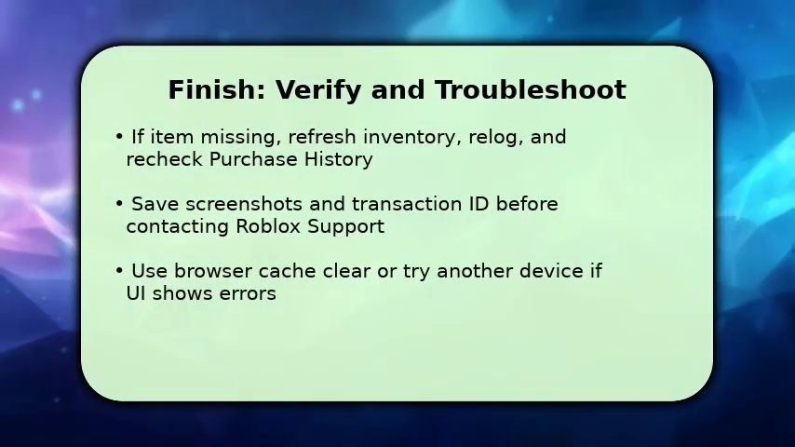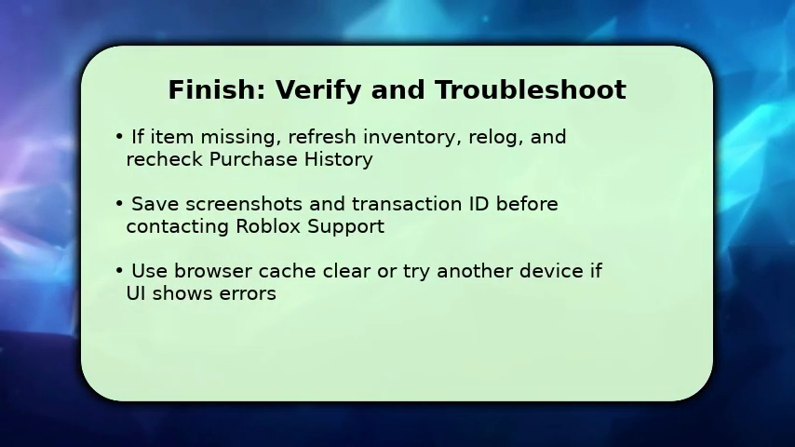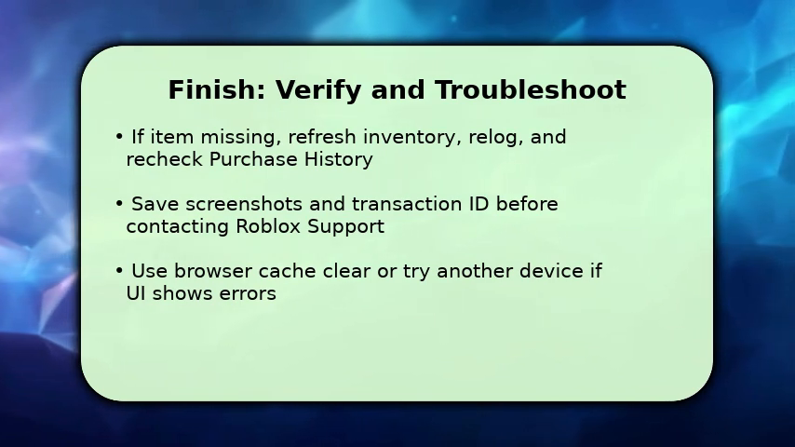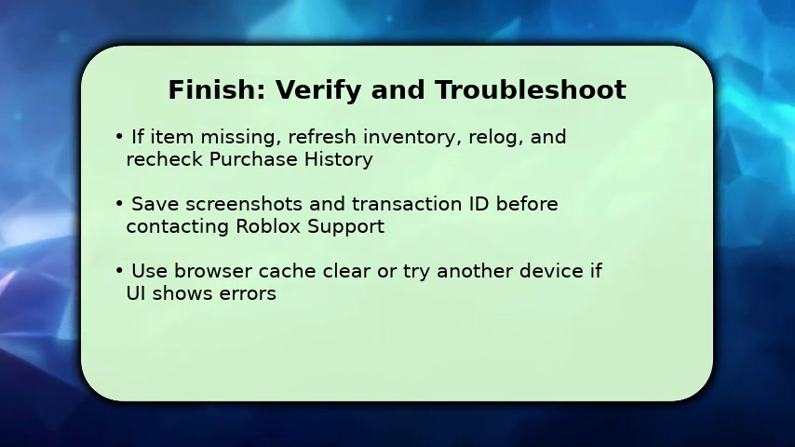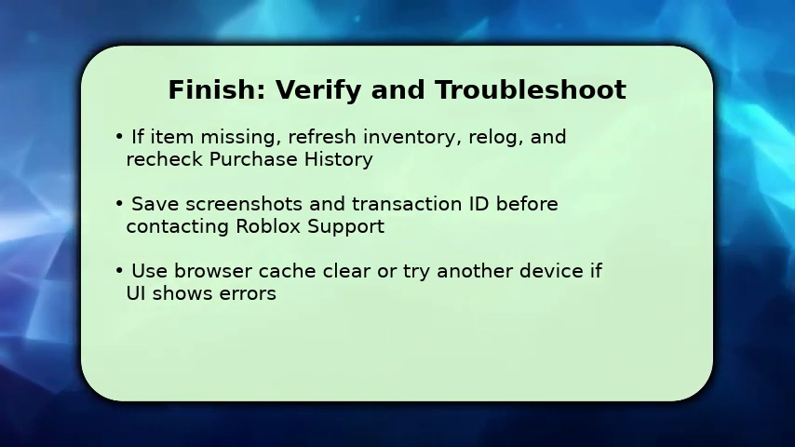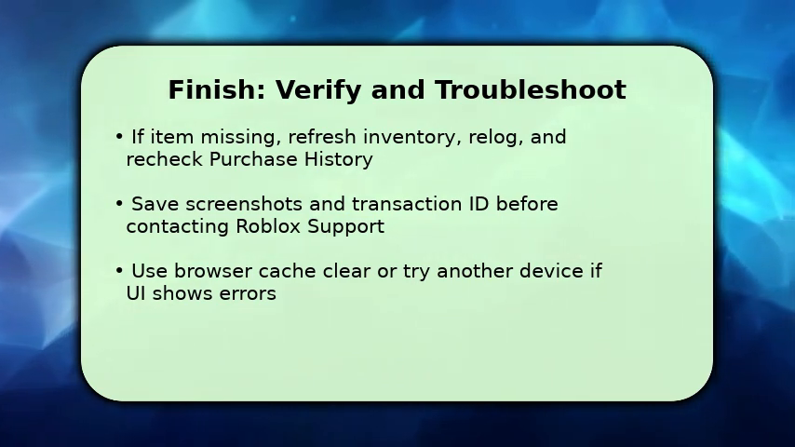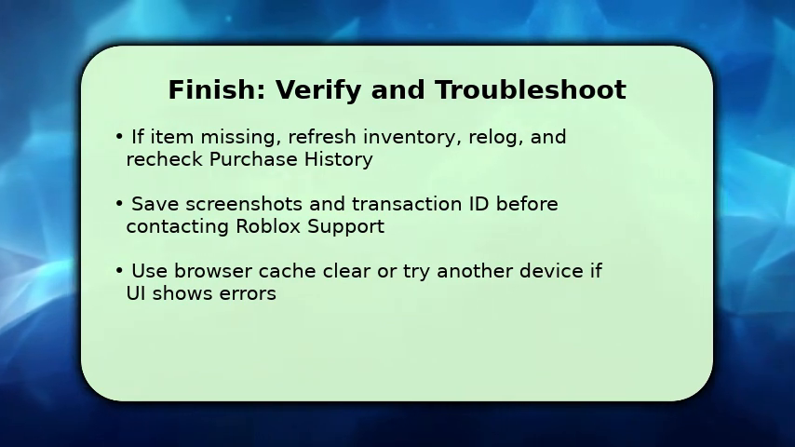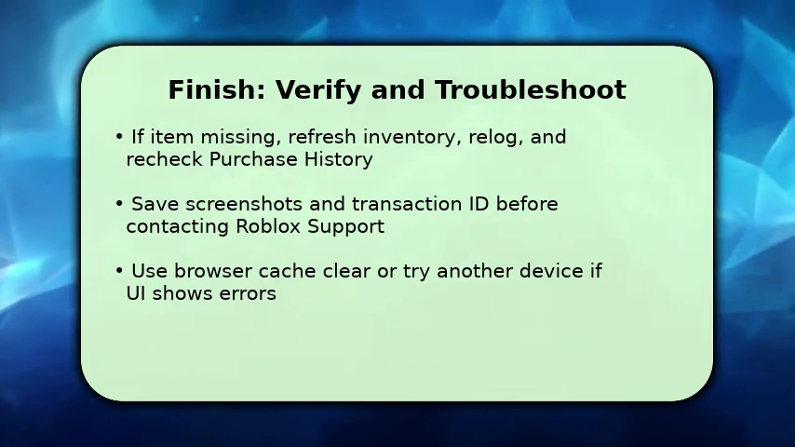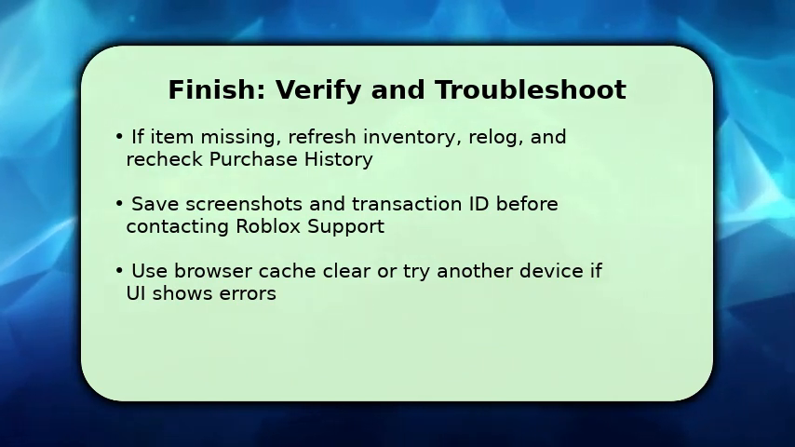If the item doesn't show after checking both receipt and inventory, refresh the page, log out and back in, and then recheck purchase history. Sometimes the change needs time to sync. If still missing, take screenshots of the receipt and inventory, note the transaction ID, and contact Roblox support with those details. As a quick fix, clear browser cache or try another device. Many apparent missing purchase issues are UI or cache problems rather than lost items.